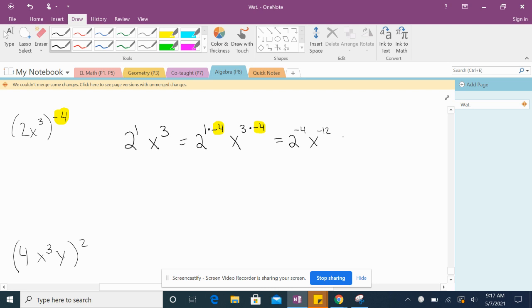But remember, when we have negative exponents, we have to flip them in the fraction.